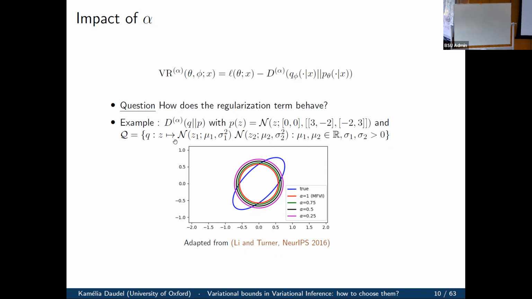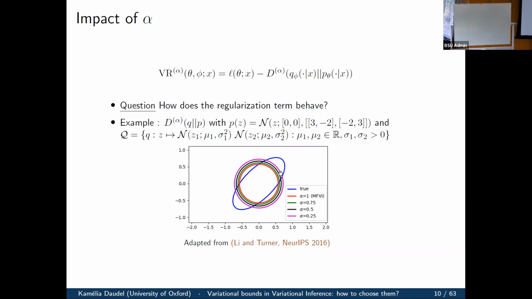And for my Q, I'm going to assume that it's a mean field. So you guys are experts at mean field, so I don't really need to explain this to you, but I will have 2 mean parameters and 2 standard deviation parameters here. And I'm just going to be trying to find those who match the best with my target here. So my target is in blue. And I'm going to try to see which one is the best as a function of alpha. And I have several approximations for various values of alpha. So alpha equals 1 is the red one. And as I decrease, I go 0.75, 0.5, and 0.25.